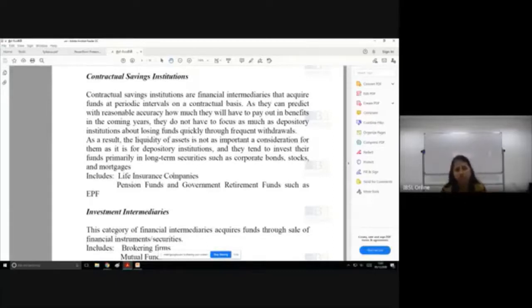Think about the EPF itself. Now, I'm assuming you all are young, less than 35, so you have about 20 or 25 years to go to encash your EPF. So as a contractual saving institution, that institution can invest long term. They know the withdrawal will come on a very long term basis. So they can look into long term securities and invest.